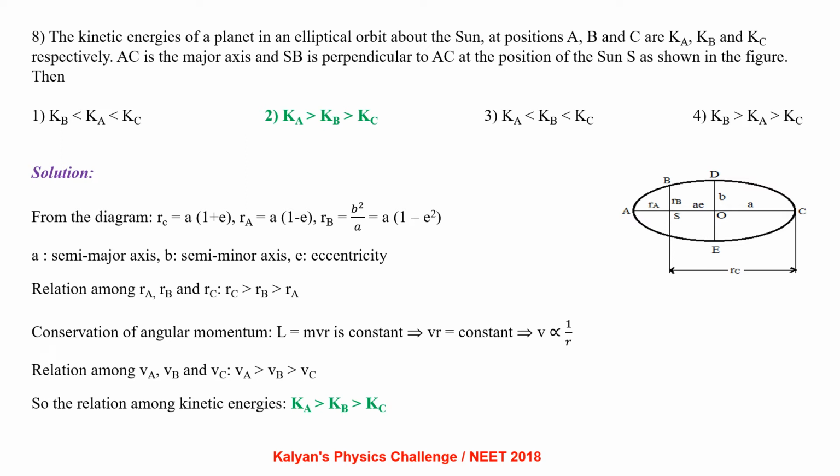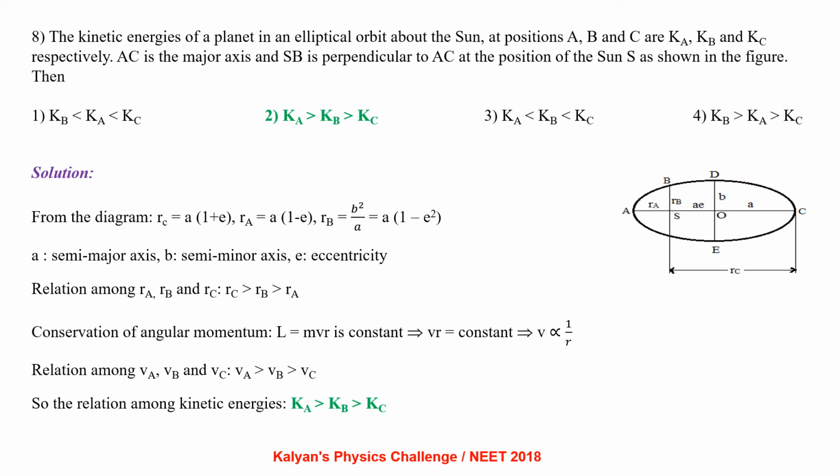From the diagram we can see RC equal to A of 1 plus E, RA equal to A of 1 minus E, and RB equal to B square by A, that is equal to A times 1 minus E square. Here A is the semi-major axis, B is the semi-minor axis, E is eccentricity. Relation among RA, RB and RC we can see from the formulas. RC is greater than RB and that is greater than RA.